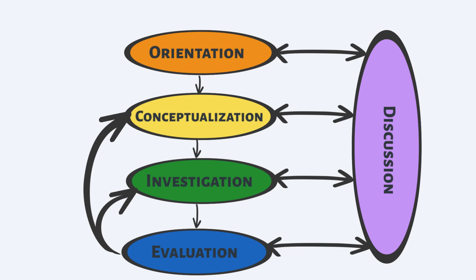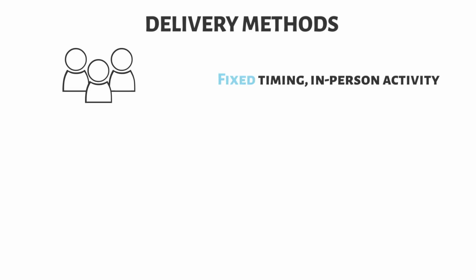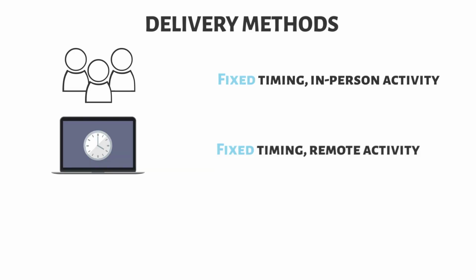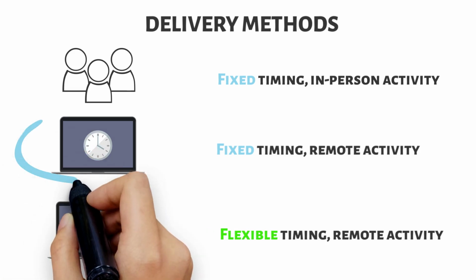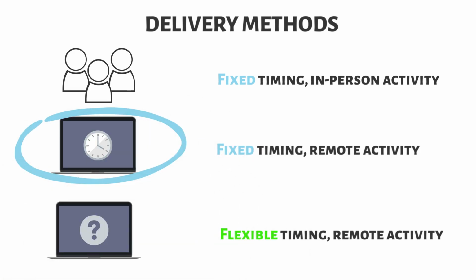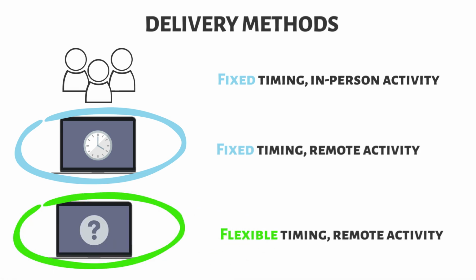The breakdown of activities will use five phases of inquiry as shown in our inquiry-based Teaching on Labs video. Also, these symbols are used to denote the different delivery methods. Remote delivery occurs online and can either be fixed timing, such as a live Zoom class, or flexible timing, such as a pre-recorded lecture.